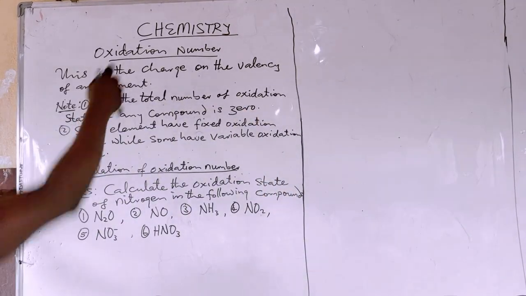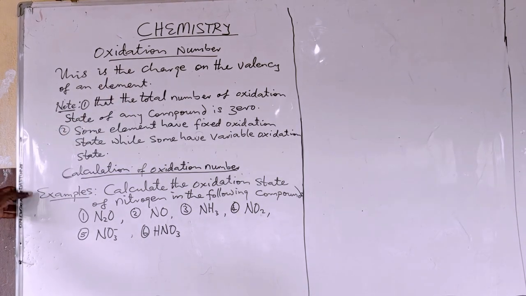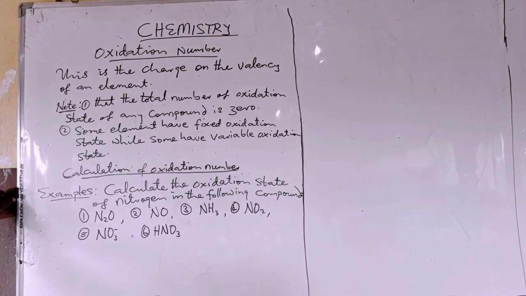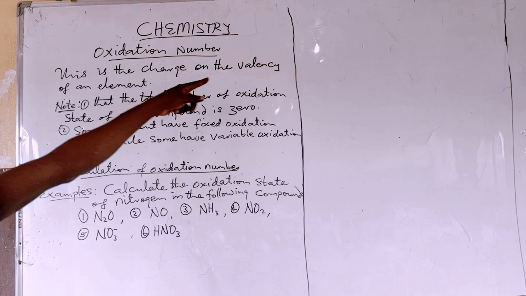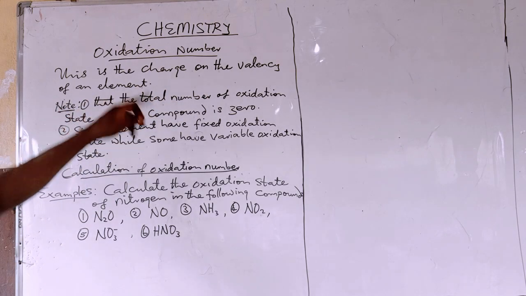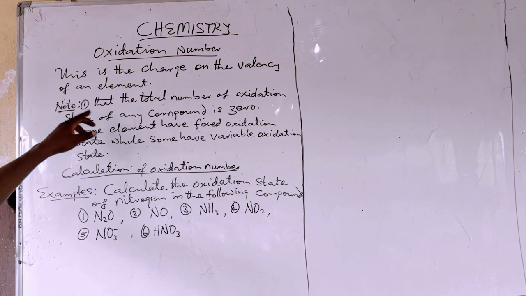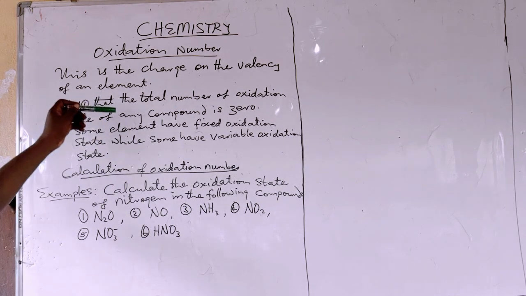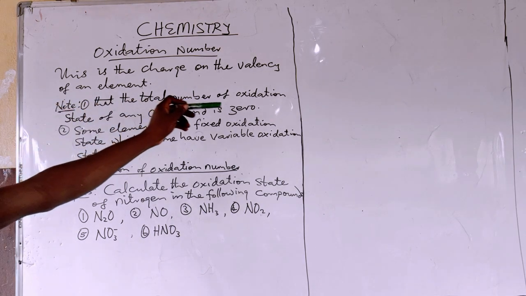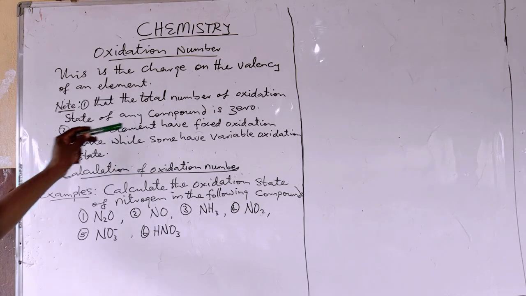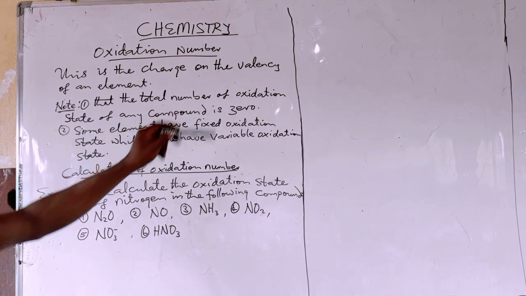I said oxidation number is the charge on the valency of an element. You have now reminded yourself about the valency when we say valency. Now note, 1, the total number of oxidation states of any compound is 0.